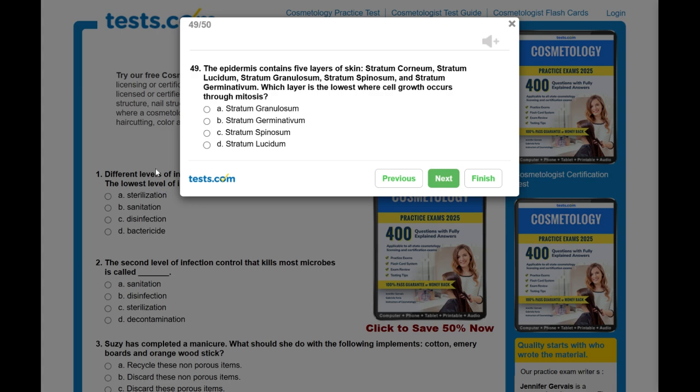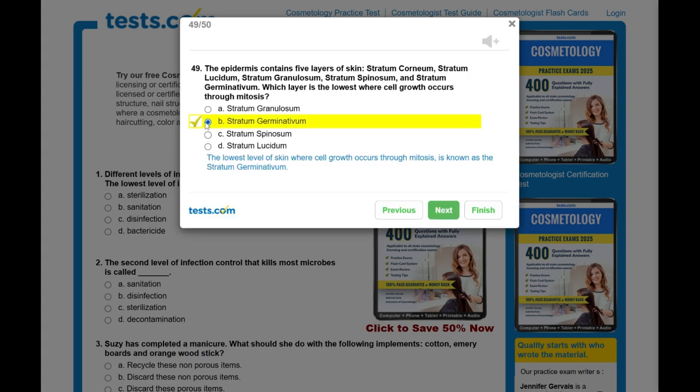Question 49. The epidermis contains 5 layers of skin: stratum corneum, stratum lucidum, stratum granulosum, stratum spinosum, and stratum germinativum. Which layer is the lowest where cell growth occurs through mitosis? A. Stratum granulosum. B. Stratum germinativum. C. Stratum spinosum. D. Stratum lucidum. B. Stratum germinativum. The lowest level of skin where cell growth occurs through mitosis is known as the stratum germinativum.